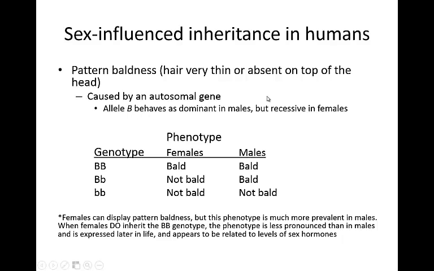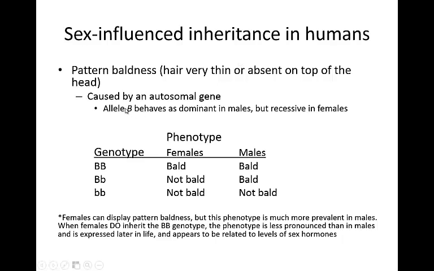Another example of sex-influenced inheritance in humans would be pattern baldness, and sometimes they'll call it male pattern baldness because it happens so predominantly in males. And what we're talking about here is where hair is very thin or absent on the top of the head. It's caused, again, by an autosomal gene. So you may hear these old wives' tales about how, oh, you have to look at the mother, the grandpa, how is this going to be inherited? Well, all we can say is that it's an autosomal gene, and it acts differently in the sexes.